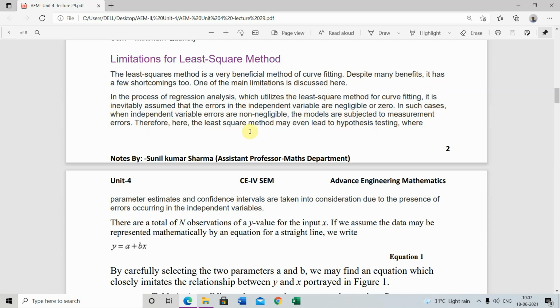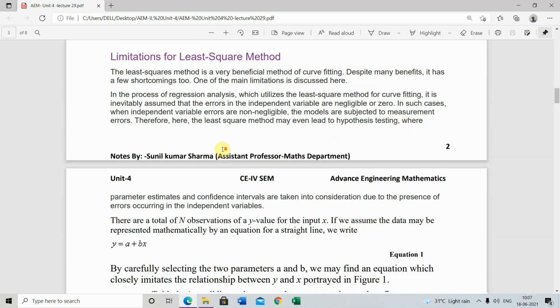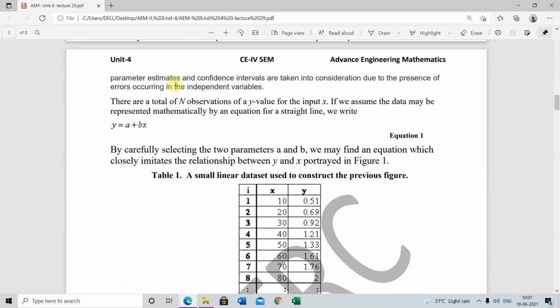Therefore, here the least square method may lead to hypothesis testing, where parameter estimates and confidence intervals are taken into consideration due to the presence of error occurring in the independent variables.